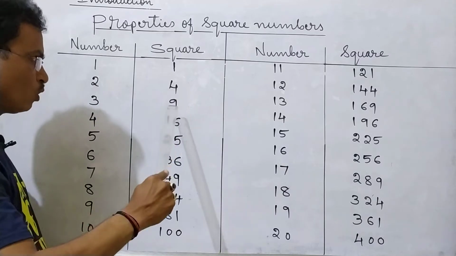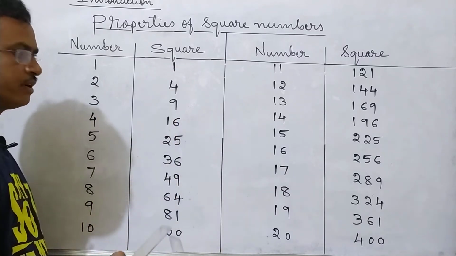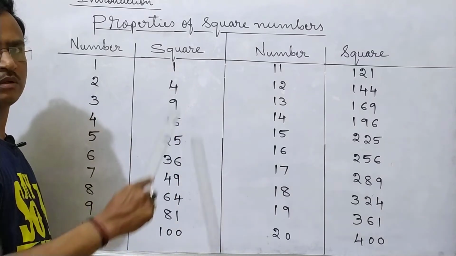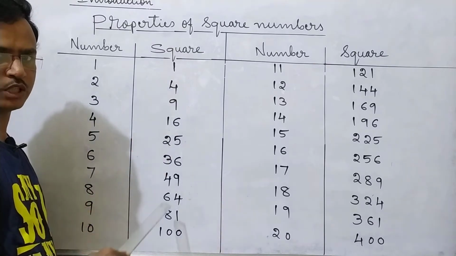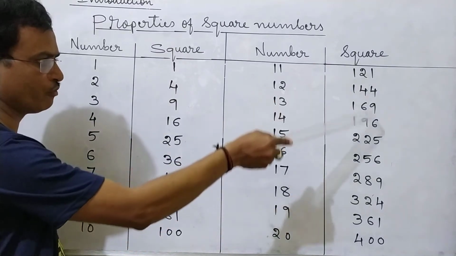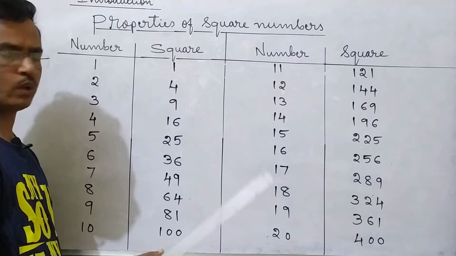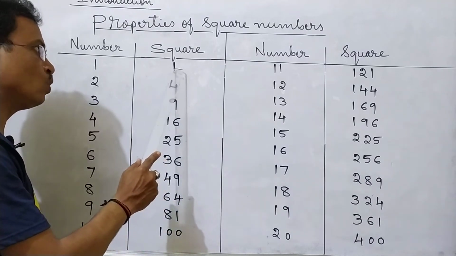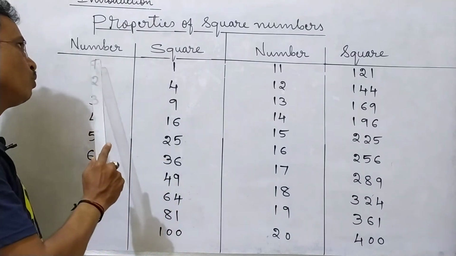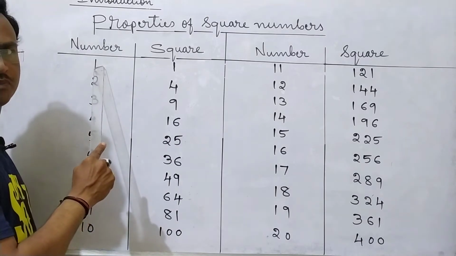Now we will see. In the second column, all these numbers are perfect square numbers. So here also, perfect square numbers. Okay. Now the square root of 1, opposite which is here 1.